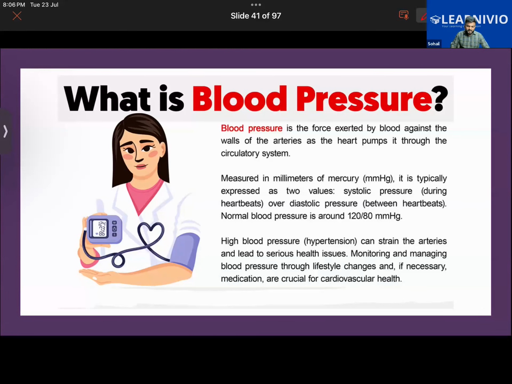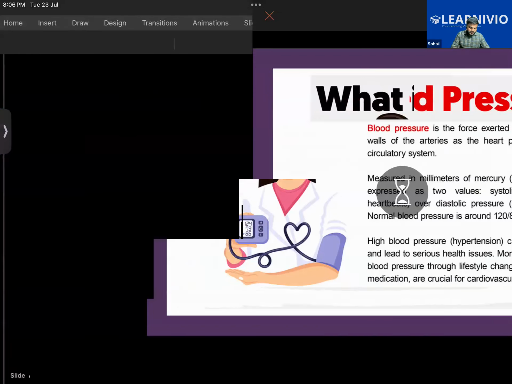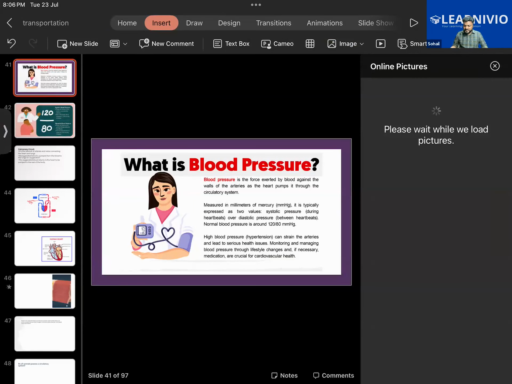Now, let me show you an image of a sphygmomanometer that was earlier used to measure this. Have you seen what a sphygmomanometer is? Have you seen images of this device I'm talking about?